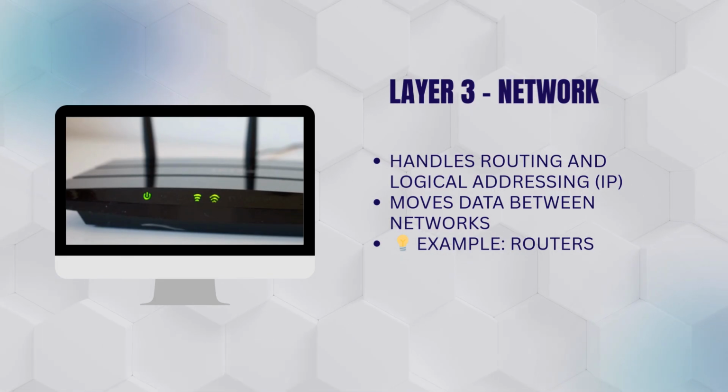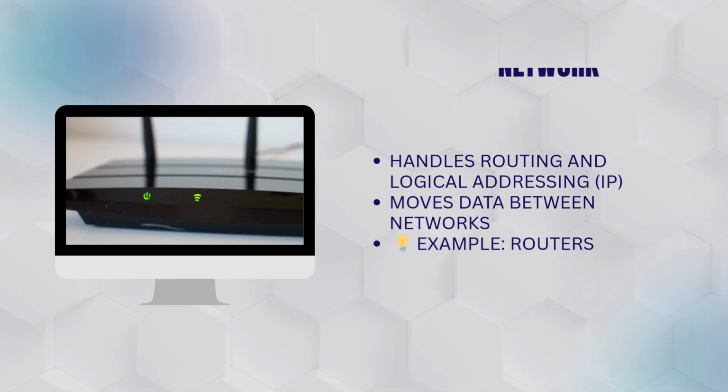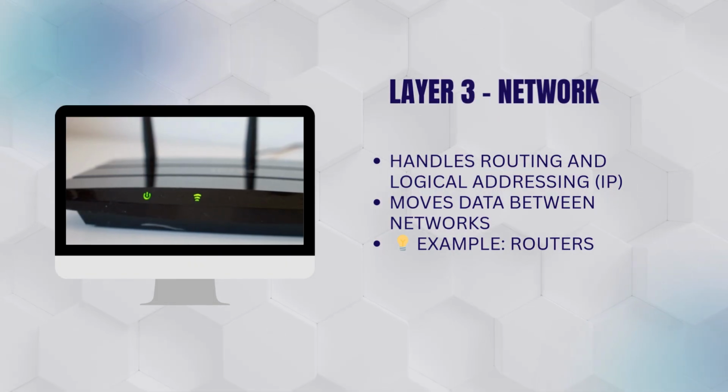The data is packaged into packets or datagrams, each with a destination network address. The packet moves from router to router, or hop to hop, until it reaches the correct network. Once the packet reaches the destination network, it is delivered to the target device using the hardware address, MAC address.